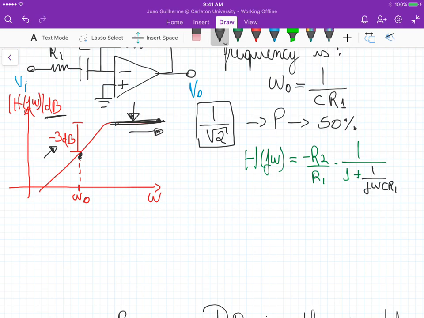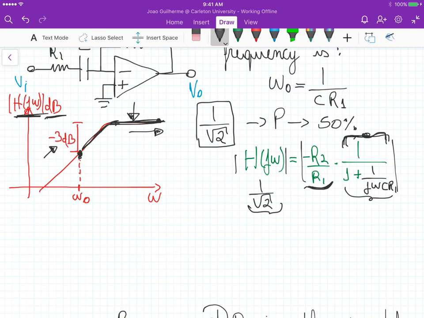So when the magnitude of this voltage transfer function becomes 1 over square root of 2 without the high frequency gain, we are just going to consider this part here, because at high frequencies we just have minus R2 over R1, right? So this factor is basically the factor that reduces the magnitude of the voltage transfer function. So we need to decrease by 3 dB. So once this factor becomes equal to 1 over square root of 2, we reach this minus 3 dB point from our constant gain at high frequencies.